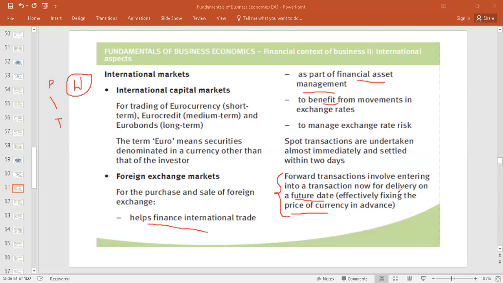Because foreign currency, the value keeps fluctuating as the time passes by. In such a situation, when parties or people enter into the agreement, deciding a particular date and deciding the price, now they enter into an agreement to fulfill the agreement at the pre-decided price on a future date. That is called a forward transaction.